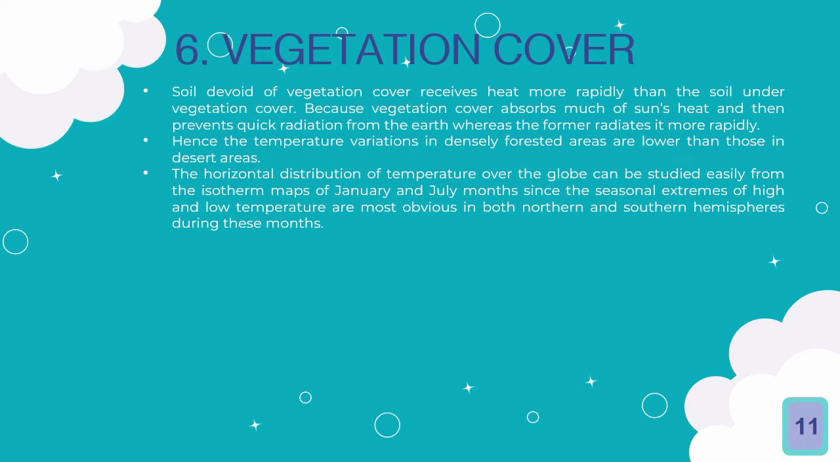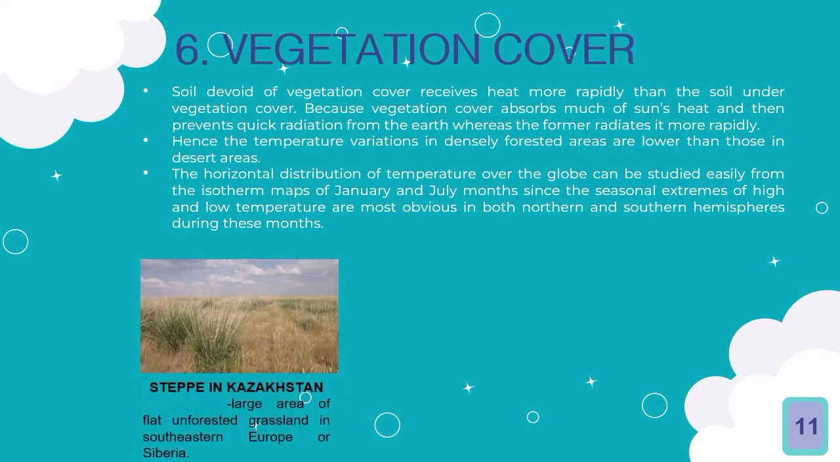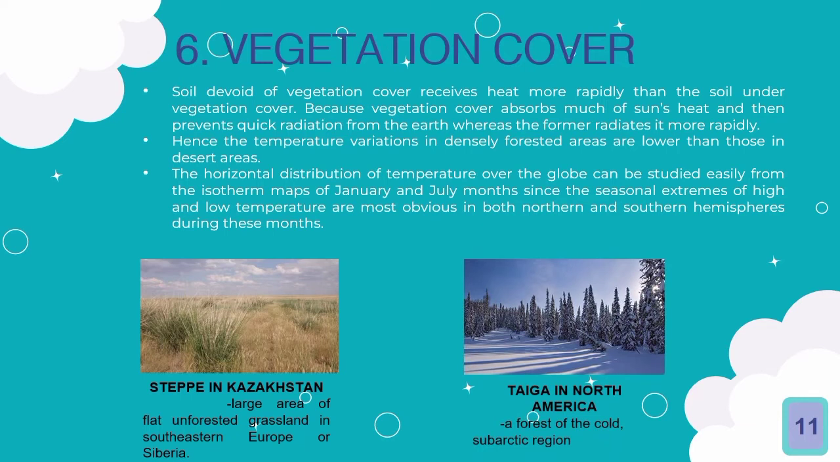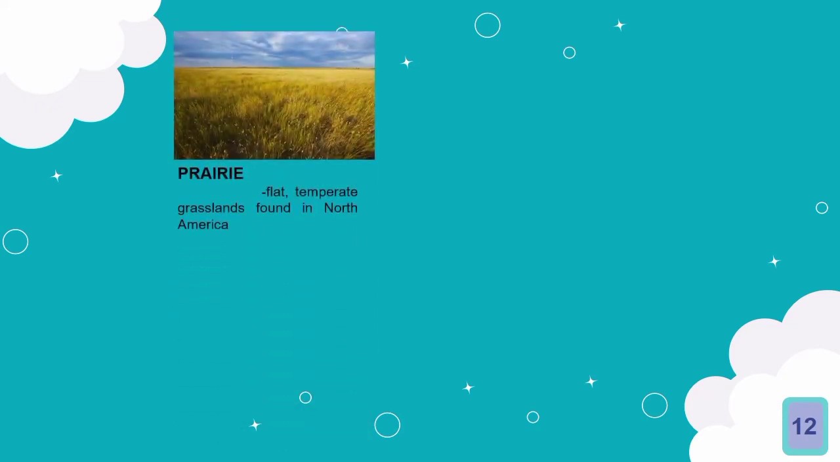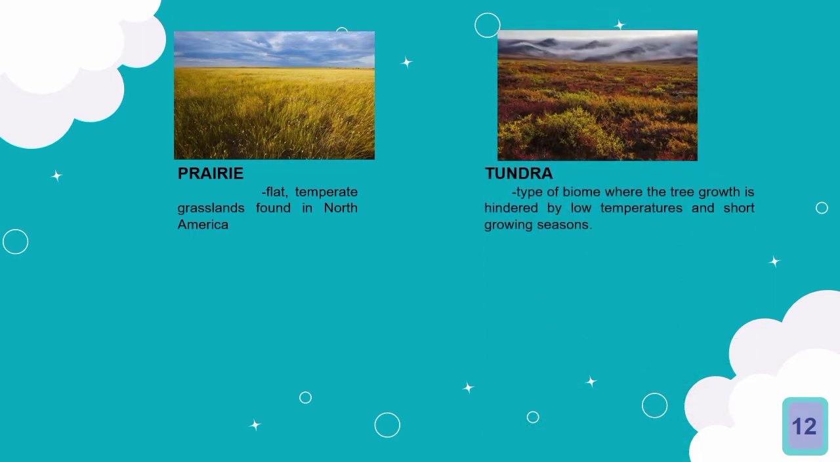And the number one example for vegetation cover is the steppe in Kazakhstan. This kind of vegetation cover is a large area of flat, unforested grassland in southeastern Europe or Siberia. The next is the taiga in North America, a forest of the cold subarctic region. The next is the prairies, the flat temperate grasslands found in North America. Next is the tundra, which is the type of biome where tree growth is hindered by low temperatures and short growing seasons.